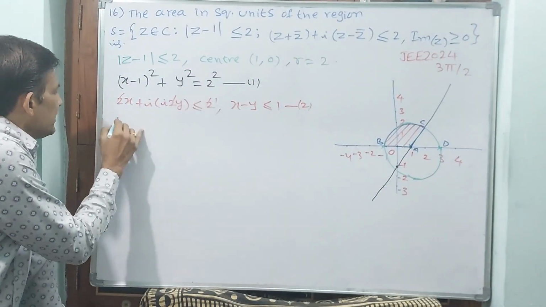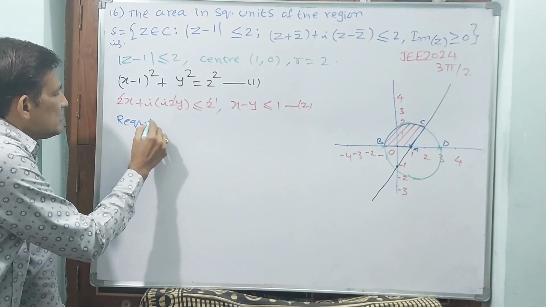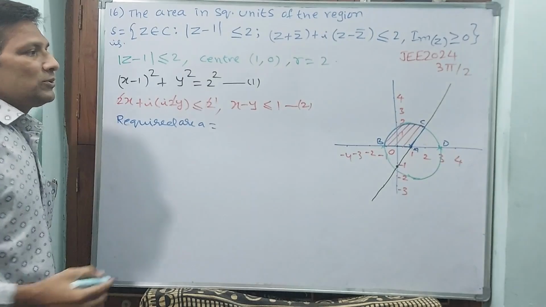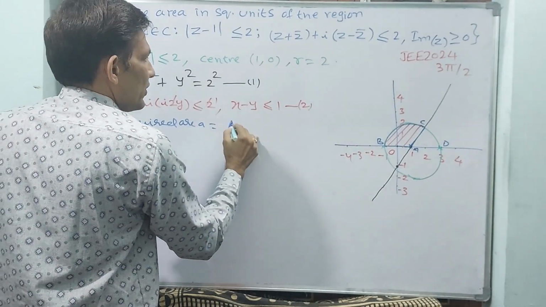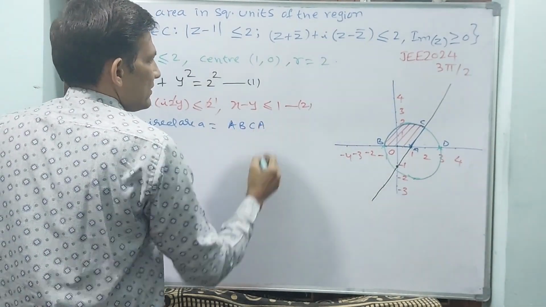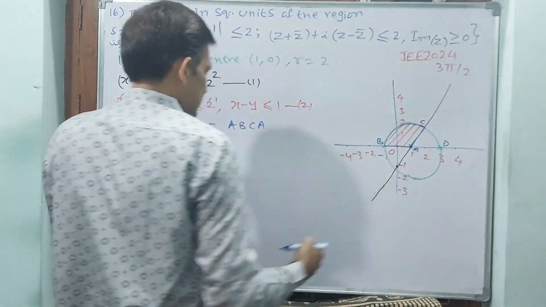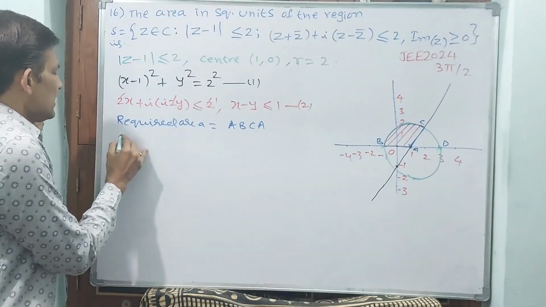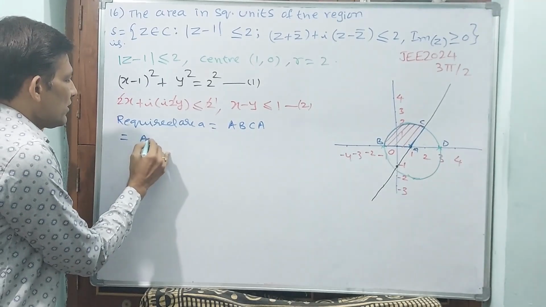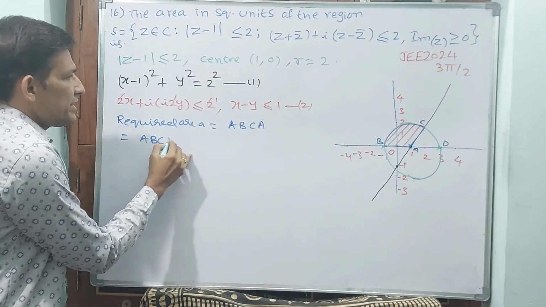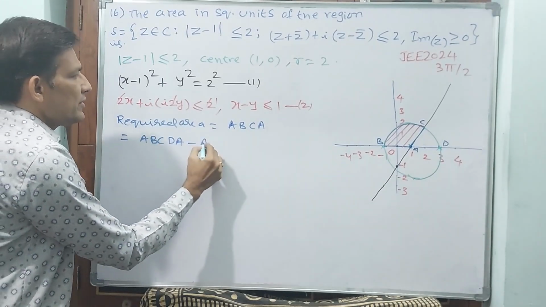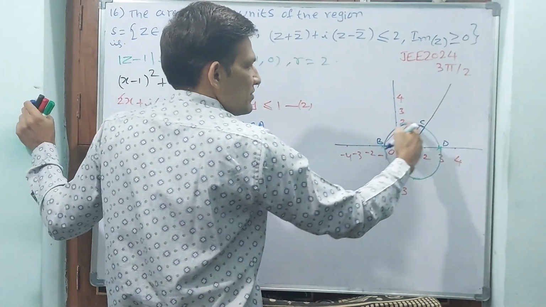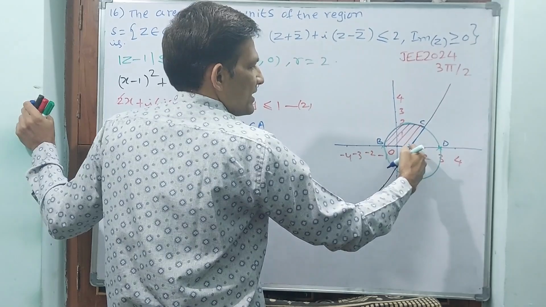See how I am writing. Required area is equal to A, B, C, A. How are we going to get A, B, C, A? That is equal to A, B, C, D, A minus A, C, D, A. Total A, B, C, D, A minus A, C, D, A.